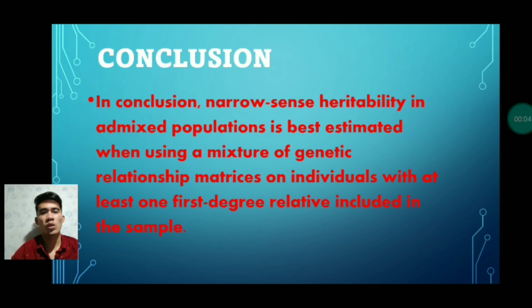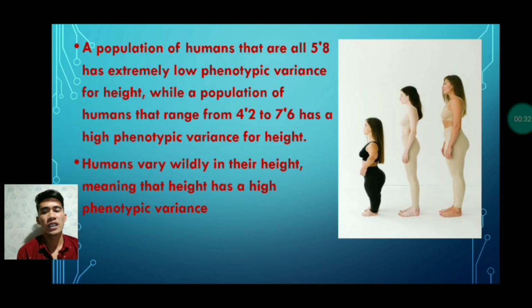Conclusion. In conclusion, narrow sense heritability in a mixed population is best estimated when using a mixture of genetic relationships with races on individuals with at least one first degree relative included in the sample. As you can see in the example, there are a mixing of phenotypic variants and the human genetic relationship.